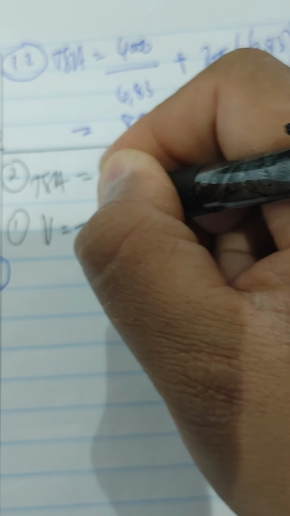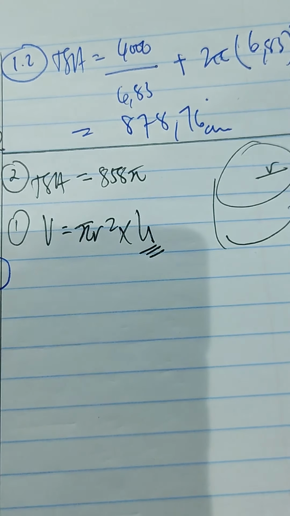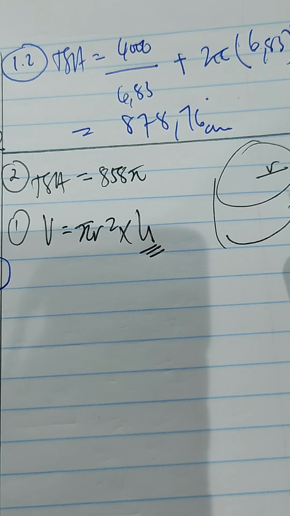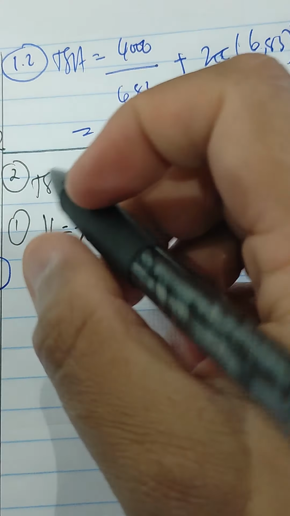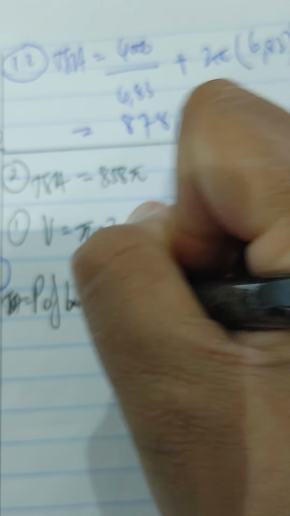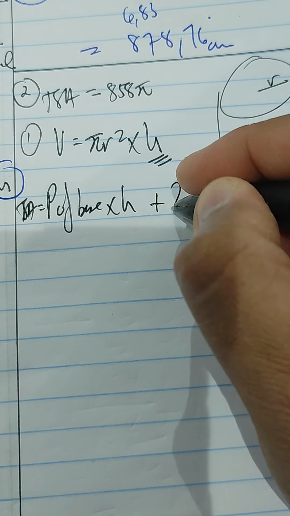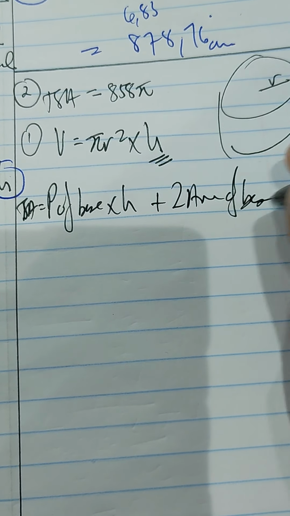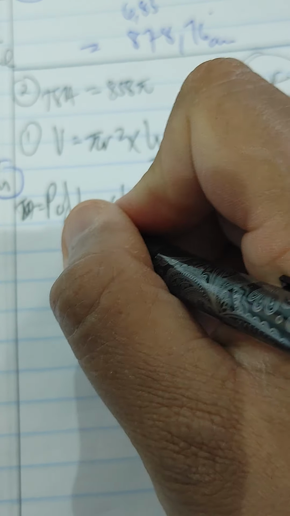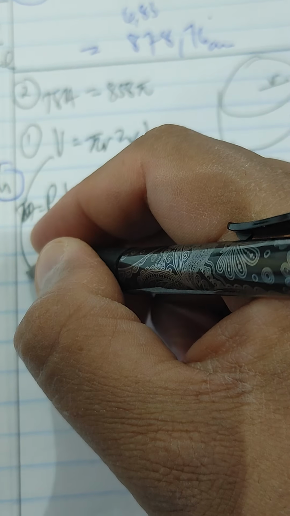For the volume formula, it's area of base times height. So it's pi r squared times height. Again we're going to write h in terms of r. Why? So that we can differentiate. We know that the total surface area, TSA, is going to be perimeter of base times height, and this is where the height is coming in, plus 2 area of base. Perimeter of base is going to be 2 pi r times height. So the height is what we need to work with.